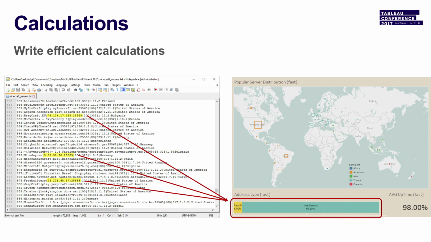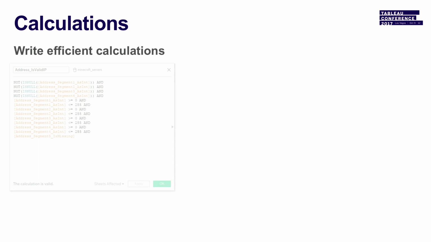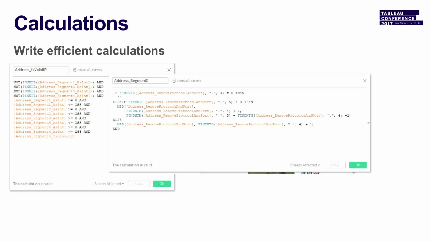Now, the inefficient way of doing this was to say, is it a valid IP? Well, it's a valid IP if it's got 4 address segments, and those 4 address segments are numbers. So address segment 1, address segment 2. Well, address segment 5 has this remove protocol import. Notice that the same function is being called multiple times in here.